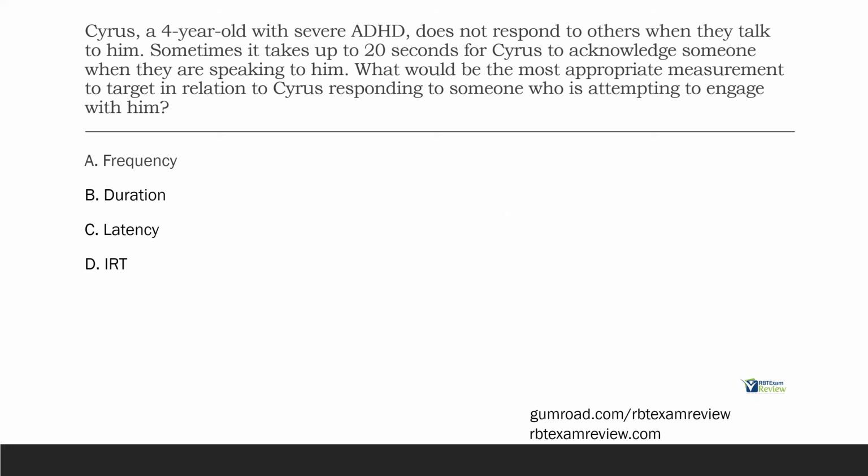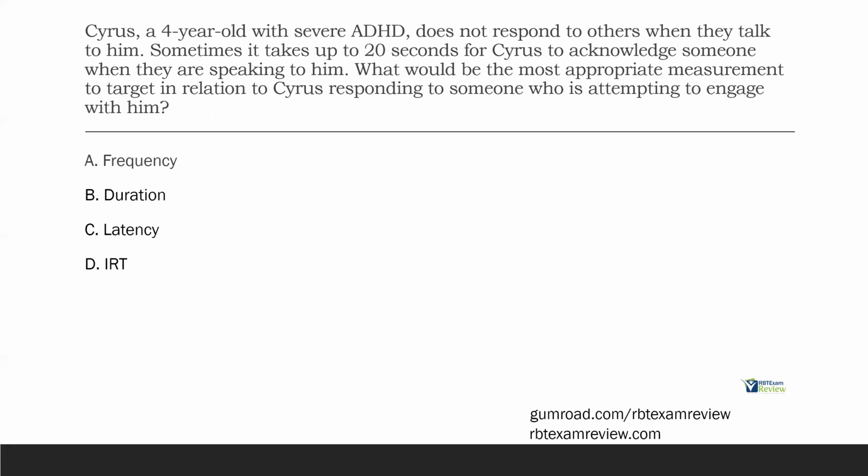If we want to reduce that, this 20-second mark, what measurement would we need to use? Frequency, duration, latency, or IRT. Well, frequency, we're not trying to count how many times Cyrus responds. We are trying to figure out how we can reduce the time it takes Cyrus to respond. Duration, we're not looking at the length of Cyrus's response. We're trying to reduce the time between the SD and Cyrus responding.